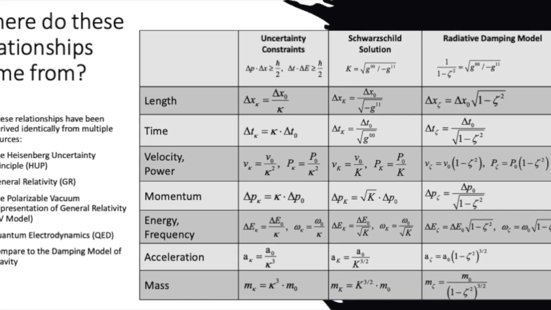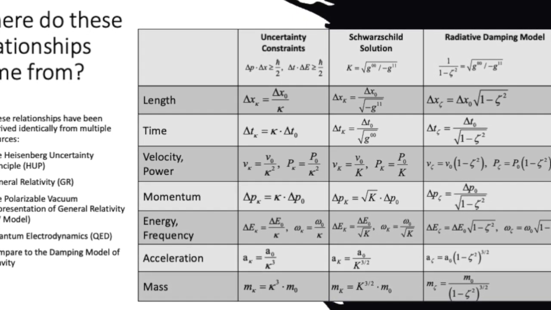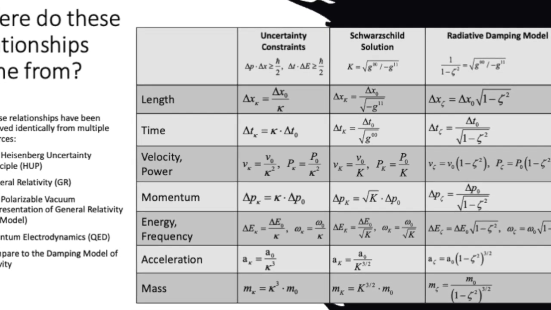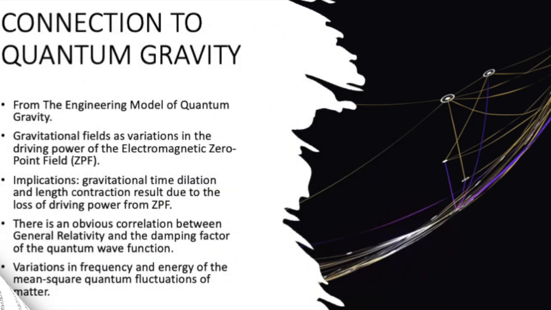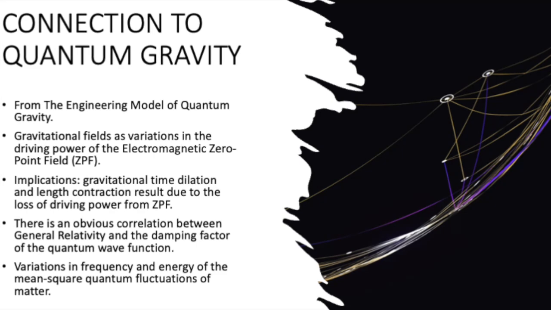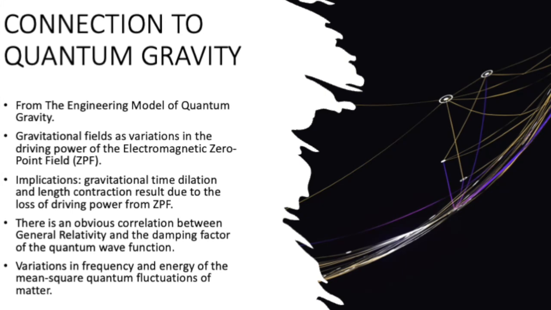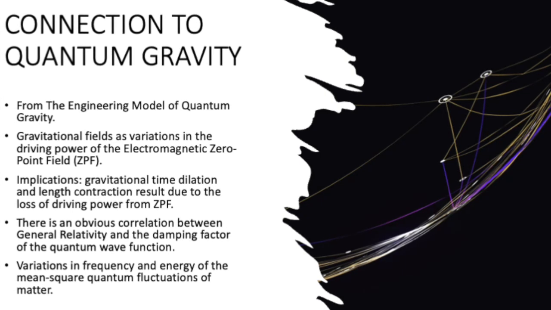As available power decreases, so does the coordinate speed of light, as if there is a radially decreasing refractive index surrounding planets, stars, and black holes. In this quantum gravity escapade, we uncover correlations between the observations used in general relativity and the relative radiative damping factor of the quantum mechanical harmonic oscillator.